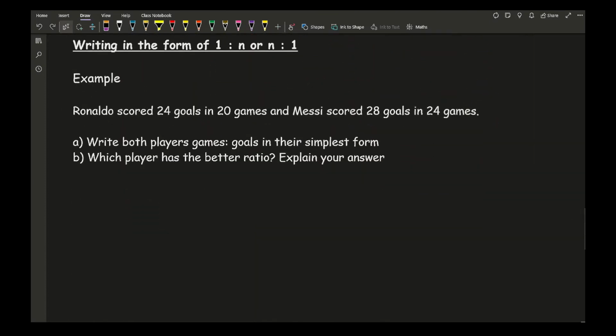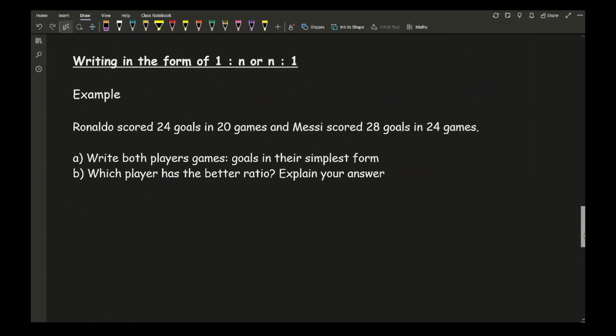Now another type of question you could get asked that's related to ratios is writing in the form of 1 to n or n to 1. This is probably the only time you are allowed to write decimals in a ratio. The best way to describe this is to have a look at an example. It says that Ronaldo scores 24 goals in 20 games and Messi scored 28 goals in 24 games. Part A says write both players' games to goals as a ratio in their simplest form.